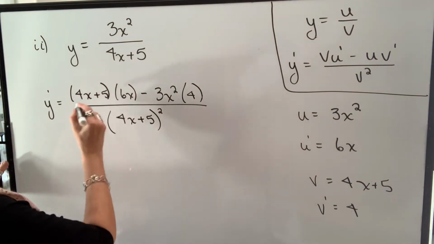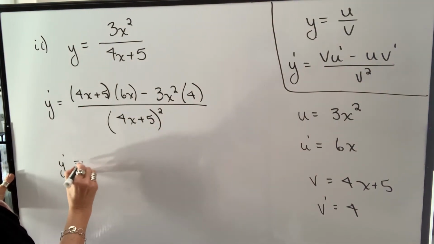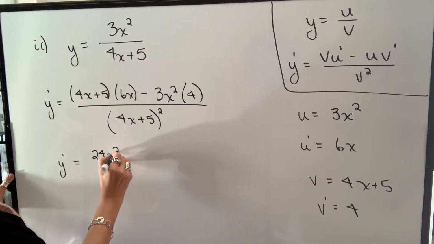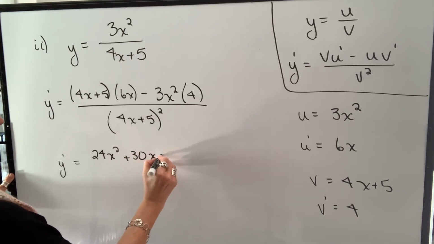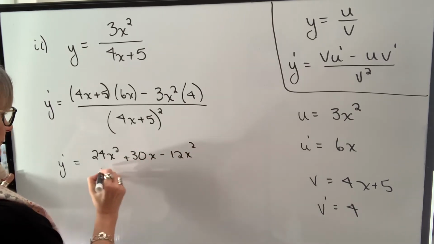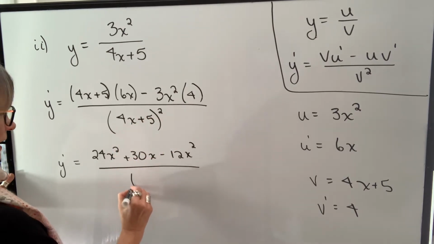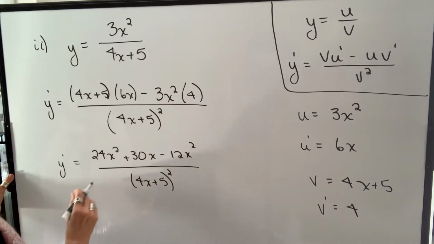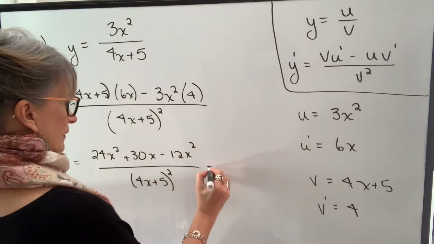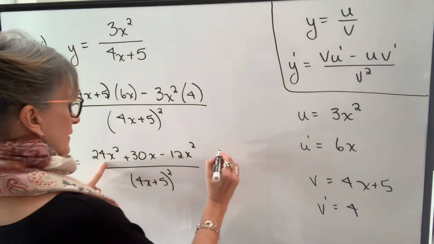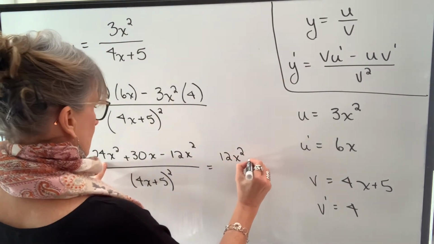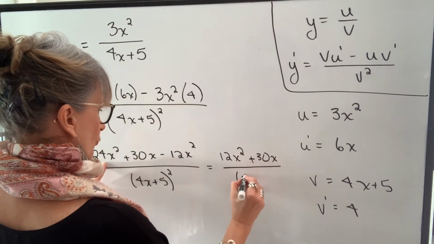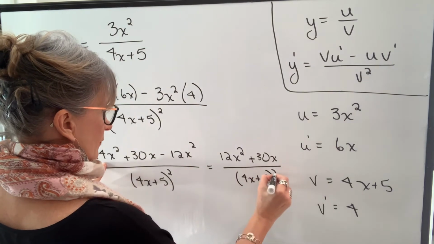What we need to do now is just simplify this algebraically. So we're going to do our multiplications. We have 24x squared plus 30x minus 12x squared. There's no reason to expand this. I'm just going to leave it as 4x plus 5 squared. And then I've got like terms. 24x squared minus 12x squared would be 12x squared plus 30x over 4x plus 5 squared.